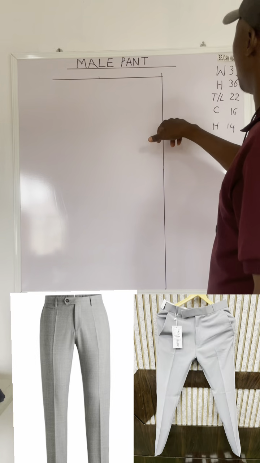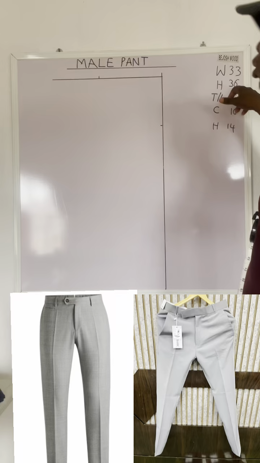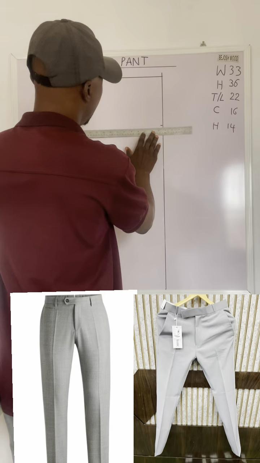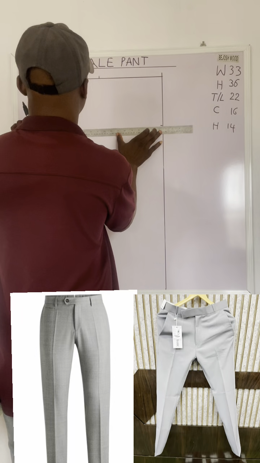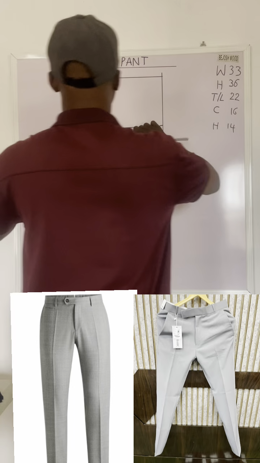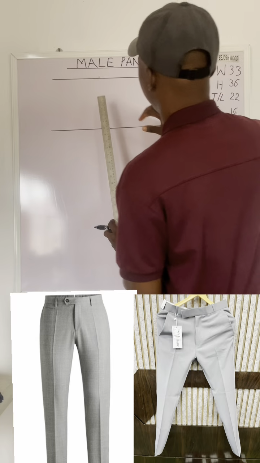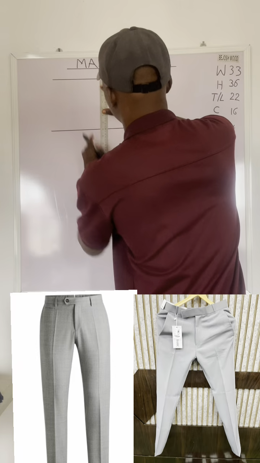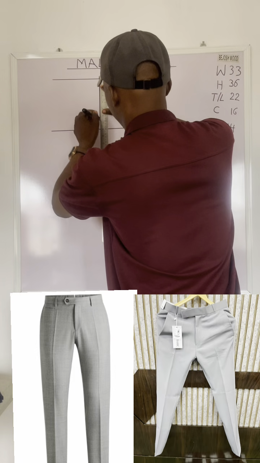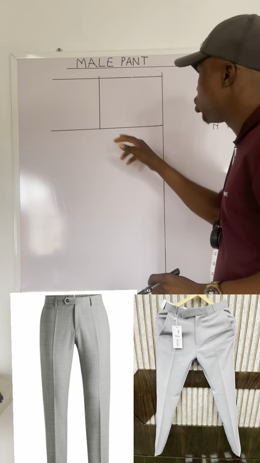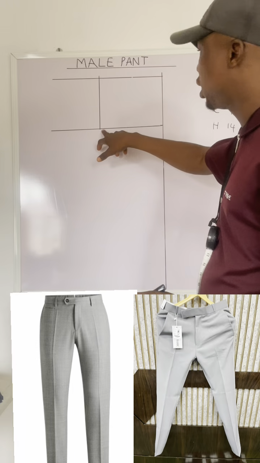This is the crotch line. The way we determine this crotch line, we divide the hip by 4 plus half inch or plus 1. So we added half inch. Good. And this is the crotch line. Then anything we have here on the waistline, we take it down. Good.